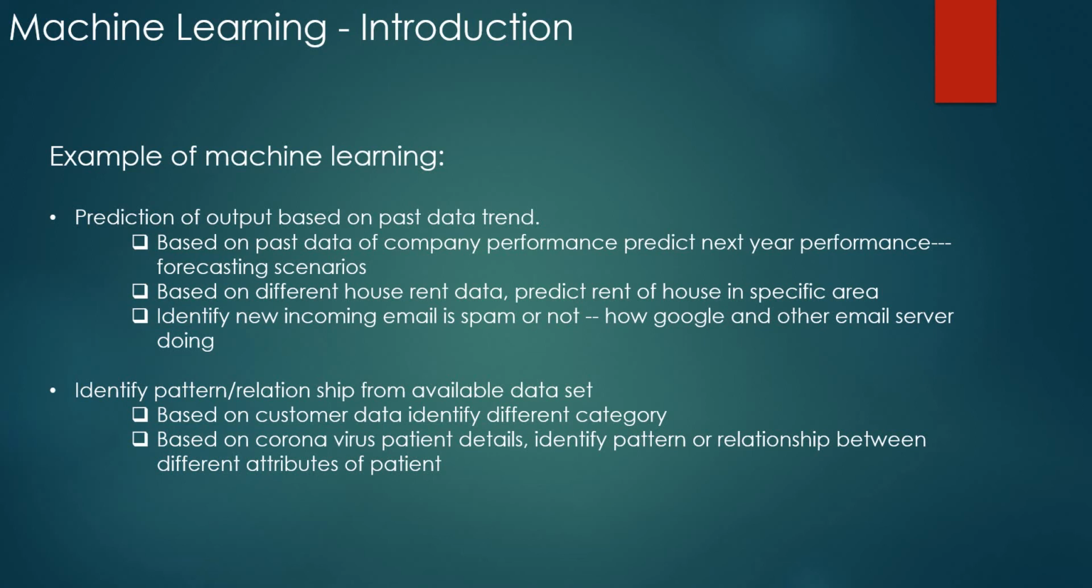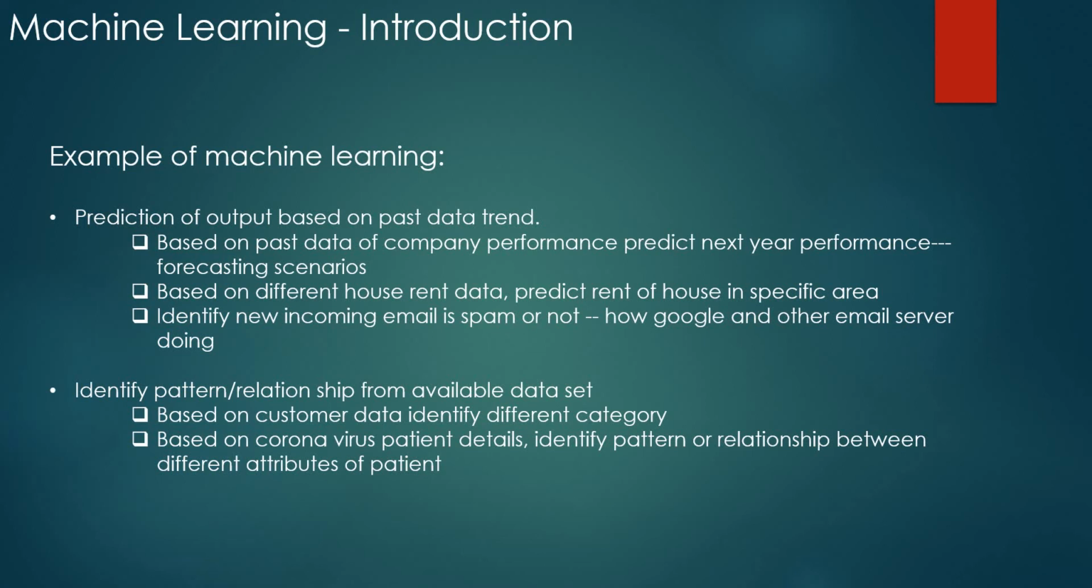So if, for example, we have the coronavirus patient details, like the 100K patient details, of all who actually had an infection of the coronavirus, and we pass that information to the algorithm, it will try to identify some kind of pattern. It will help us by saying, okay, based on this data, these are the different patterns available in your data set.